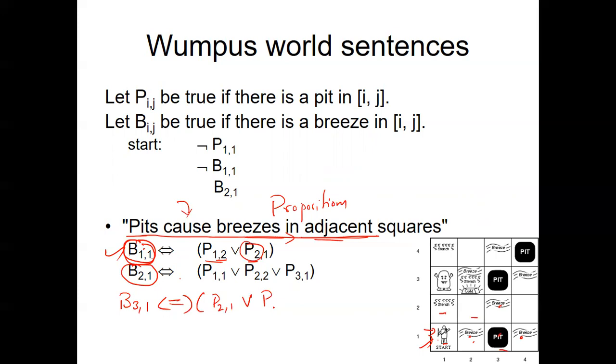or the pit can be in, what is this? This is x-axis 3, y-axis 2. So 3,2 or the pit can be in 4,1. Okay, so like that, we can represent the knowledge. Right?